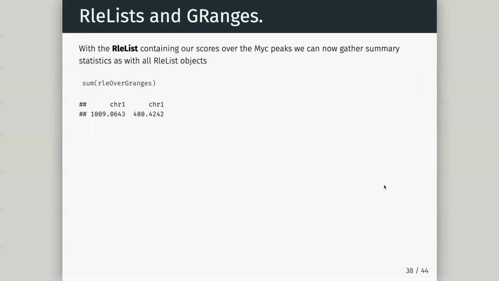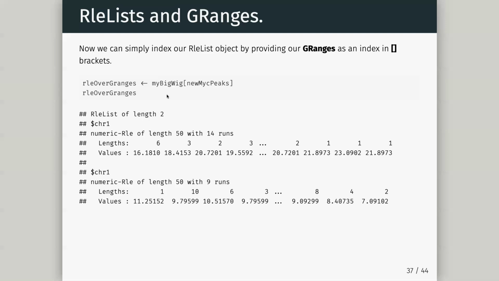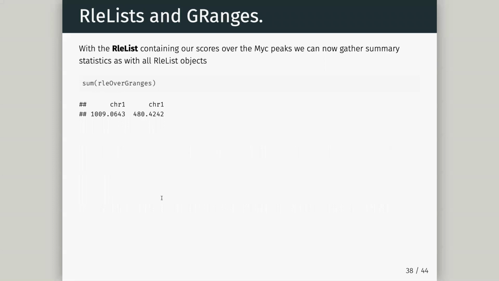I can then start to use our summary statistics functions like sum. And I can get an idea how much overall signal was in those peaks by using the bigWigs. So this is now a real nice feature of these summary statistics. I've given a bigWig and I want to get some information from some particular regions in a GRanges format. I can extract all the signal across them, and then I can use summary statistics to start to give some type of overview of it.